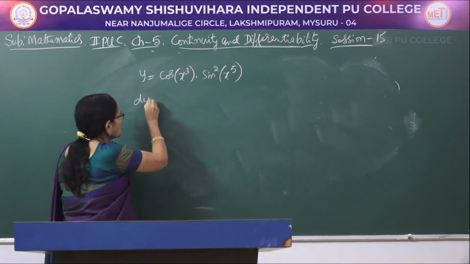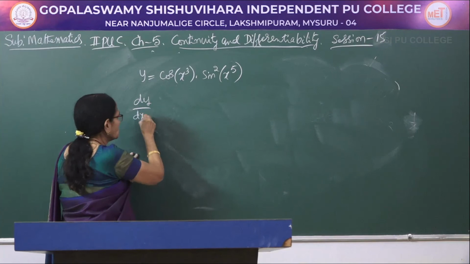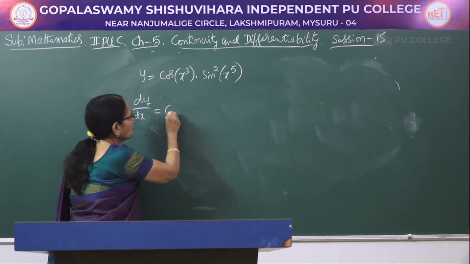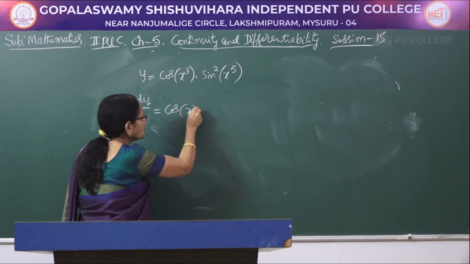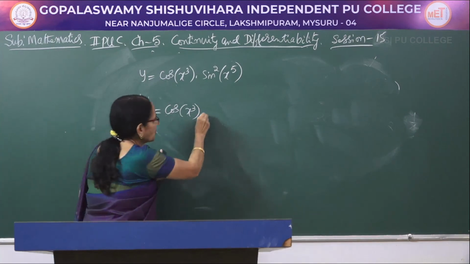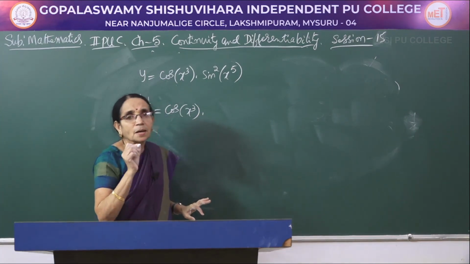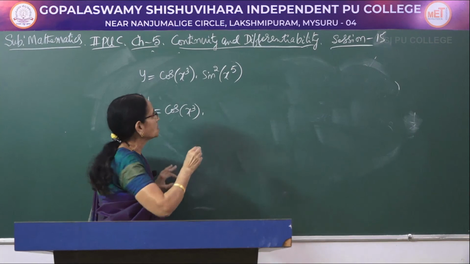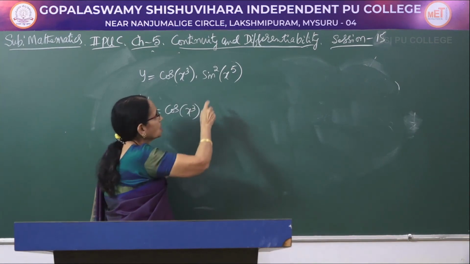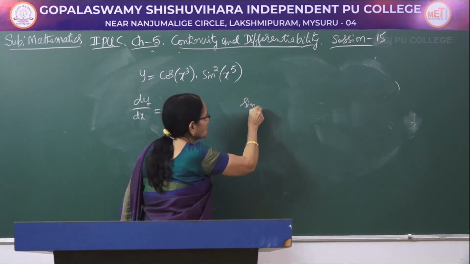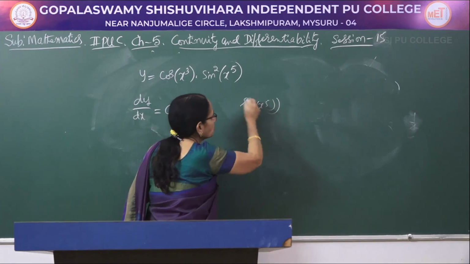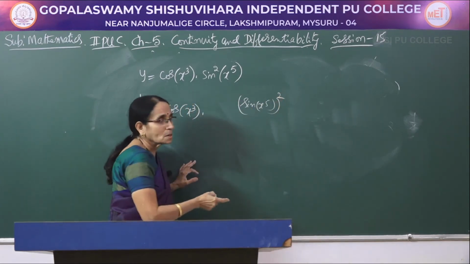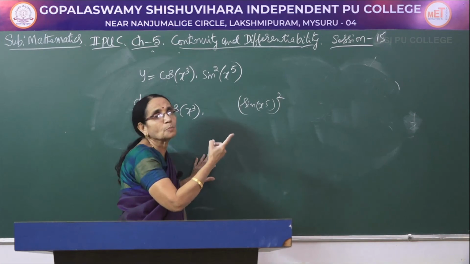First, dy by dx is equal to, apply the product rule, cos of x cube, first function, into the derivative of the second. Come to the derivative, or you can write this as sine of x power 5 the whole square. It is of the form x to the power 2.